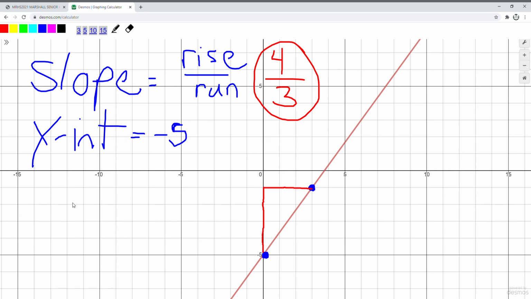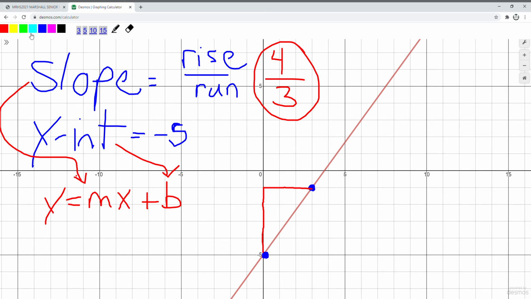Now that I know my slope and y-intercept, I can write this in y = mx + b form. As we recall, slope is m and the y-intercept is b. So I just rewrite this with those two variables filled in. y = 4/3 x + b, but since b is negative, we're going to write minus, so -5. That's my equation. I did it.